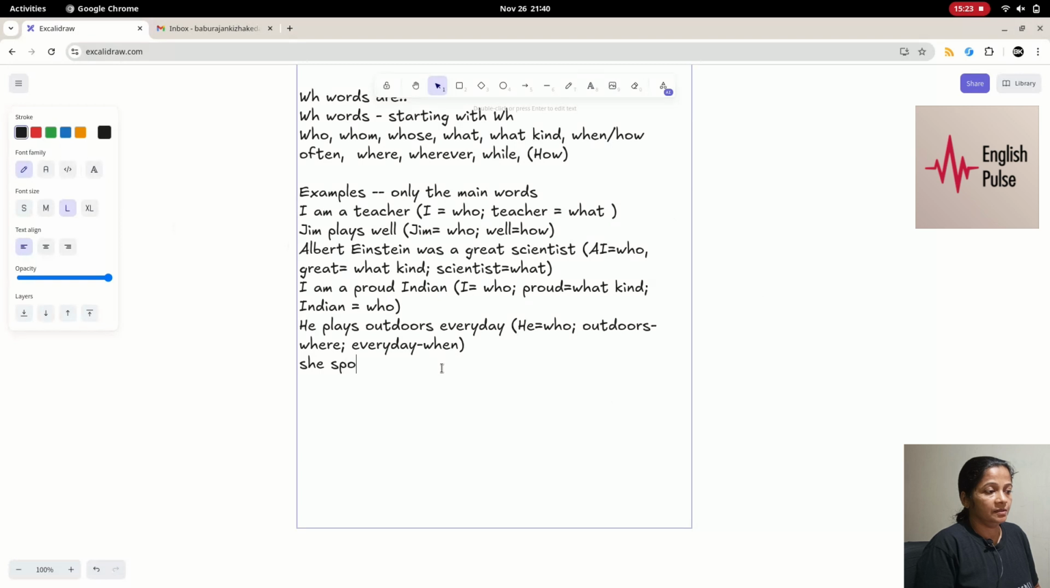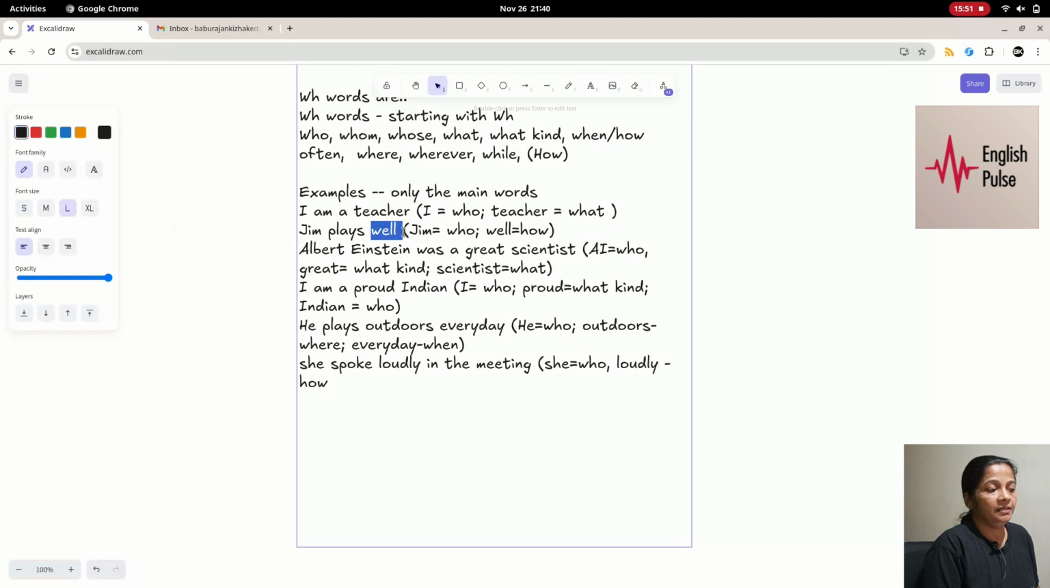Now she spoke loudly in the meeting. Again, she represents who, spoke is the action verb. Now you see what is that? Loudly. How she spoke? How she spoke loudly. Now earlier we saw he plays well. How he plays well. Similarly, she spoke how loudly. So loudly corresponds to how. Now leave these small words in and the.